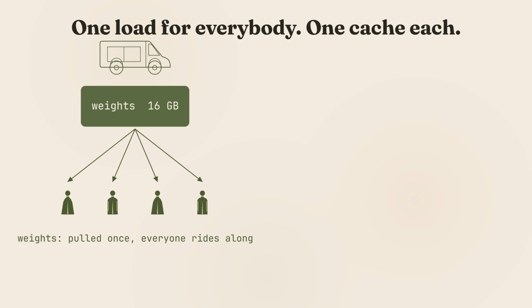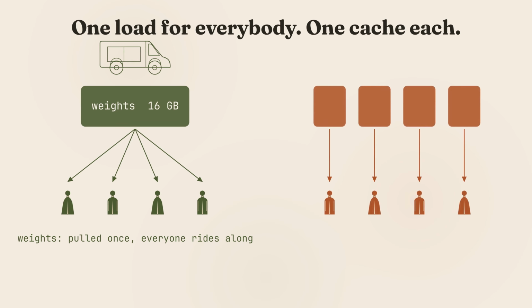The second one is the one people miss, and it's about sharing. Remember the van we sent out to the warehouse a few episodes ago? Your weights get pulled out of memory once, and every request that happens to be waiting rides along on that same load. And that's why batching works at all, right? So does your cache work like that too? It doesn't. My keys and values are mine and yours are yours, and there's nothing in mine that helps you.